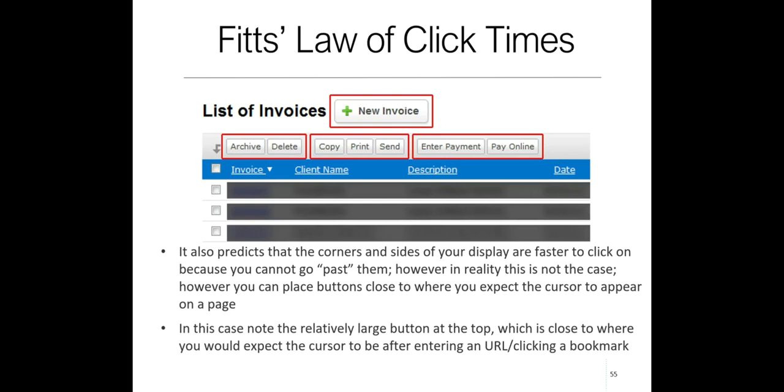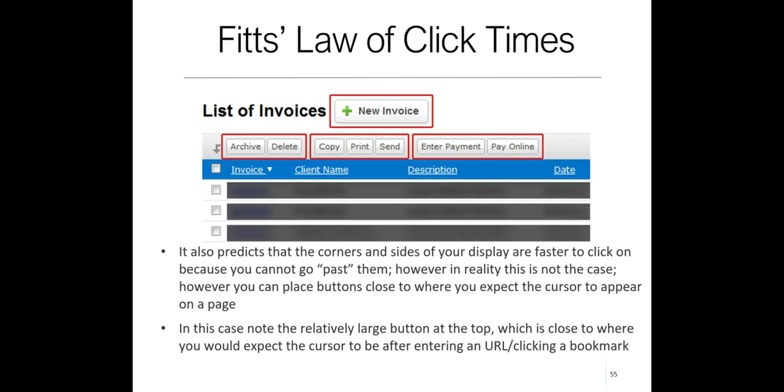Fitts's law also predicts that corners and sides of your display are faster to click on because you can't go past them. However, in reality, this isn't the case. But you can place buttons close to where you expect the cursor to appear on a page.